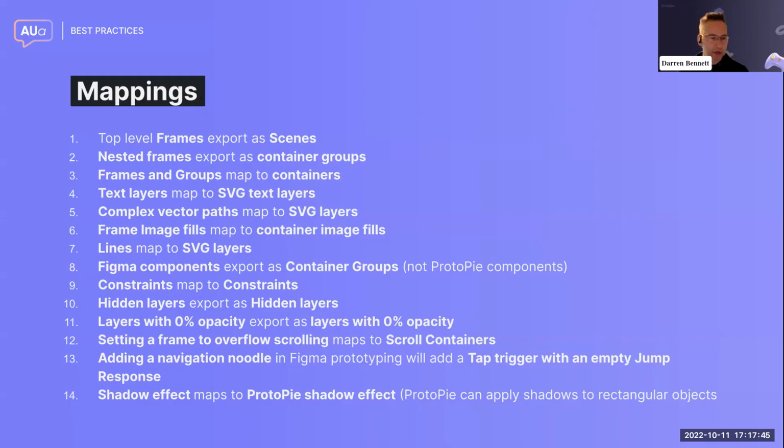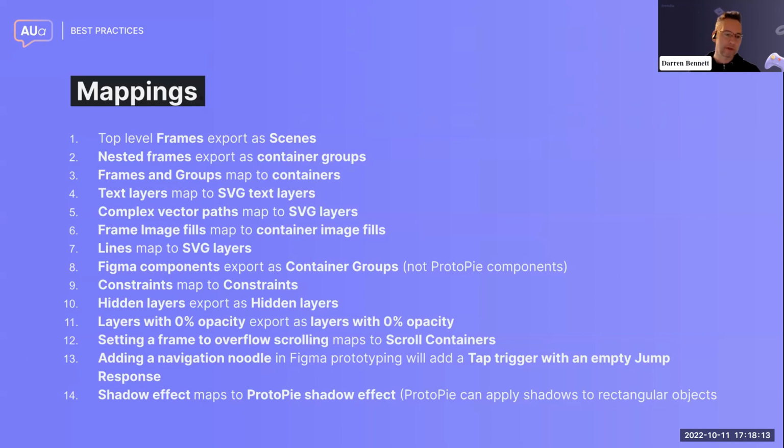Okay, so just to finish off, I've spent some time going through and writing out all the mappings. So feel free to screenshot this. I'll touch on some of them. As I said previously, top level frames in Figma map and export as scenes in ProtoPie. Nested frames export as container groups. So if you just want to bring it in as a group, you need to make sure you wrap it in a frame. Frames and groups map to containers.